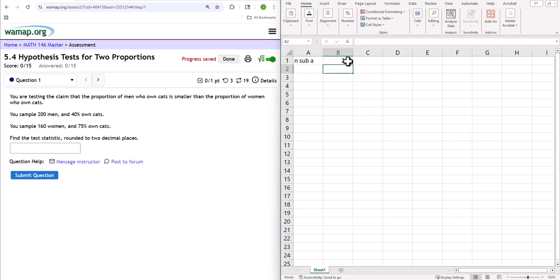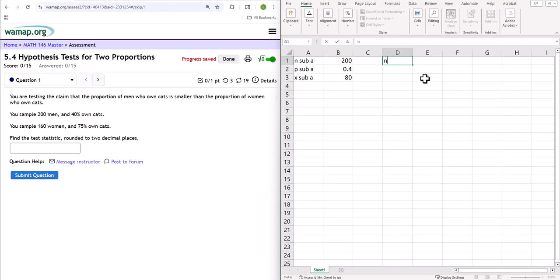But this is the sample size of our sample of men. And then we have 40% of them own cats. So that's actually P sub A, and it's 0.4. Now we need to have the number of successes, so X sub A. And if you want to, write those in a better way, that's fine. We'll just take the number of the sample and multiply by the probability of success here. And this gets us X sub A.